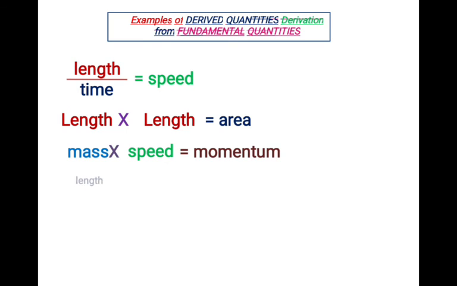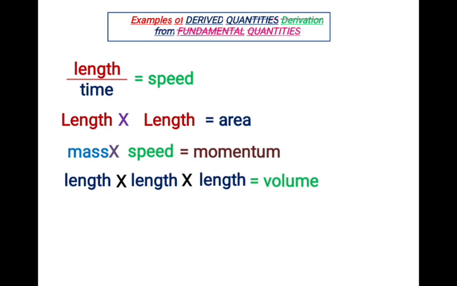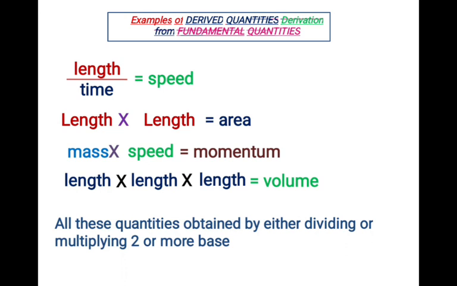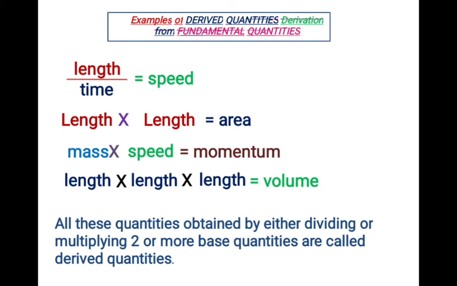Length times length times length will give us volume. So these are all examples of derived quantities. We have 7 fundamental quantities and we have numerous derived quantities. A combination of any of the 7 fundamental quantities gives derived quantities. You can also combine a derived quantity with a fundamental quantity to obtain another derived quantity. So all these quantities obtained by either dividing or multiplying 2 or more base quantities are called derived quantities.